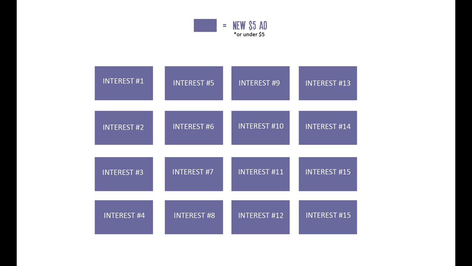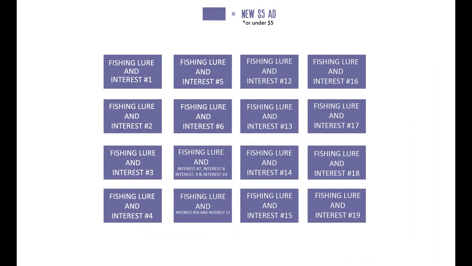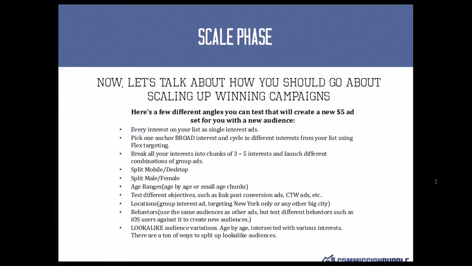Even if you have these ads and you're using them right now in group ads or flex ads, you can still launch them one by one as single interest ads. And that's just many excuses right there to launch $5 assets. You can pick one anchor broad interest and cycle in different interests from your list using flex targeting. So just pick a big interest, fishing lure, and then cycle in all of the small buyer interests with different ads. One broad interest with a buyer interest per ad set. That's an excuse to open up a lot of $5 assets right there.